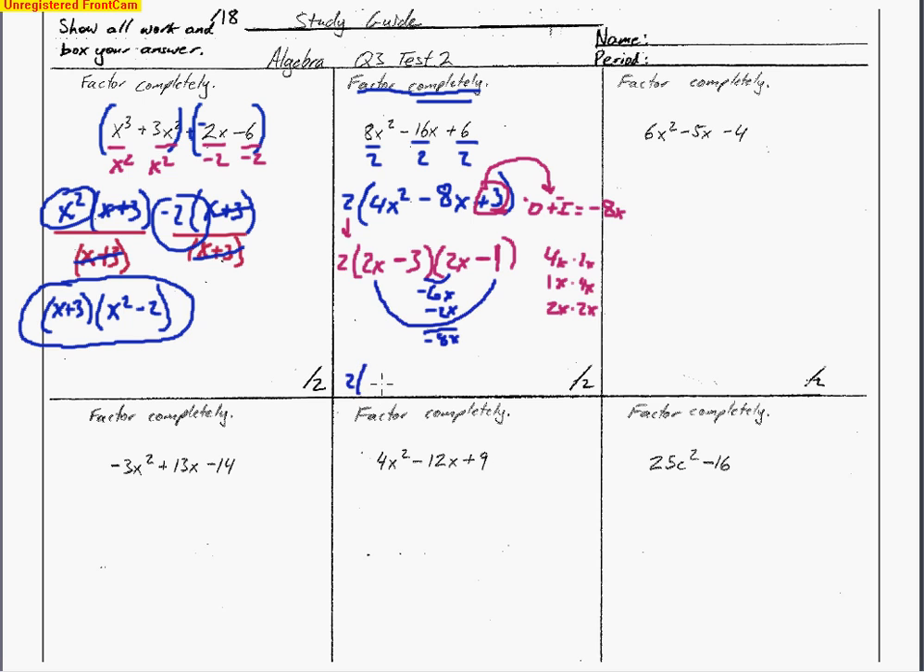So 2, make sure you bring that down. The 2x minus 3, that's one of the factors. And the last factor is 2x minus 1. So there it is. That's the factored form. So let's take a look at the next one.